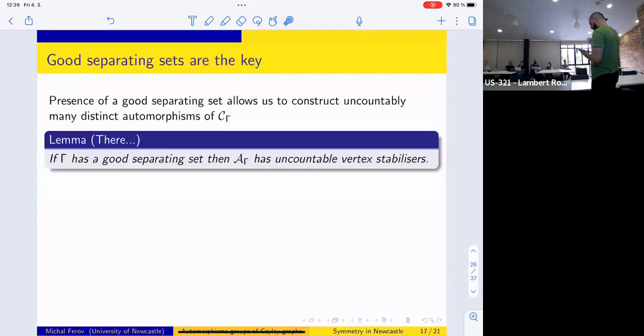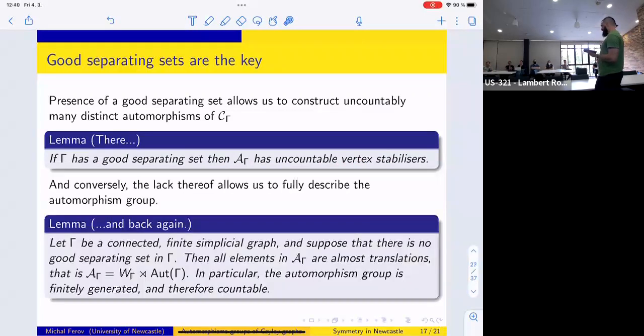All right, and how do the good separating sets actually play a role in this? It's basically two statements. So first we go there: if we have a good separating set, then we can construct uncountably many elements that fix the origin. And then we go back again: if we don't have a separating set, then all we can get are almost translations. And you see, it's there and back again.